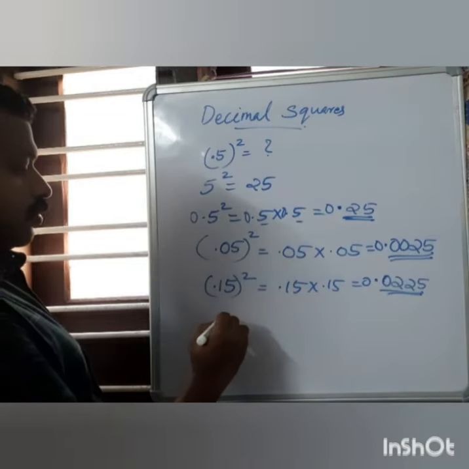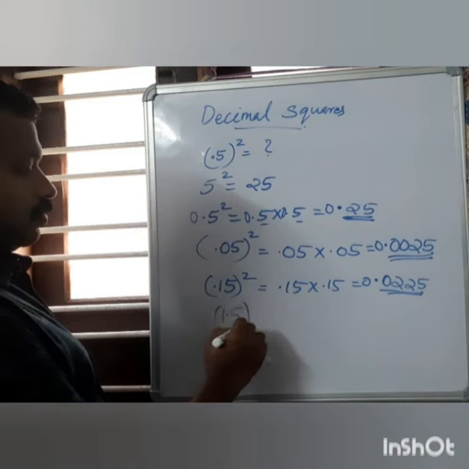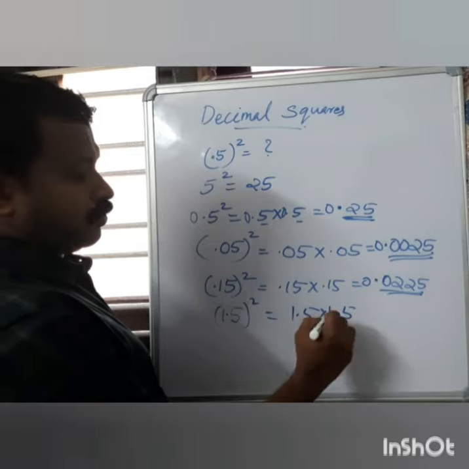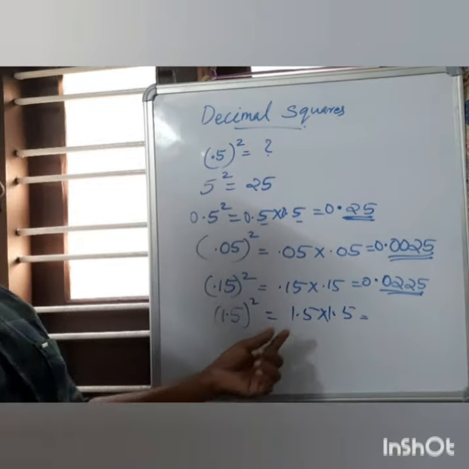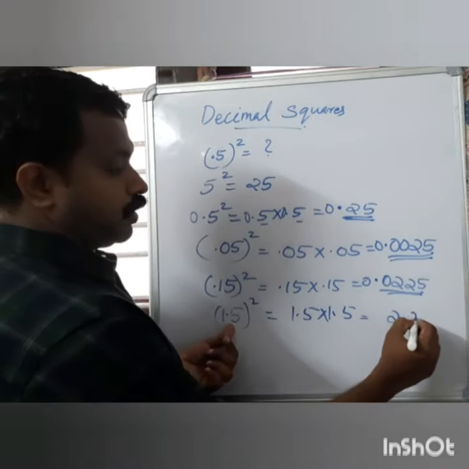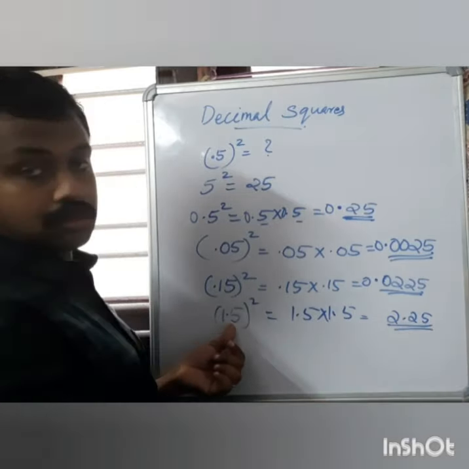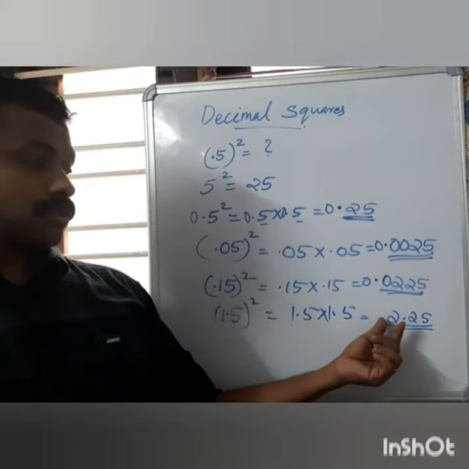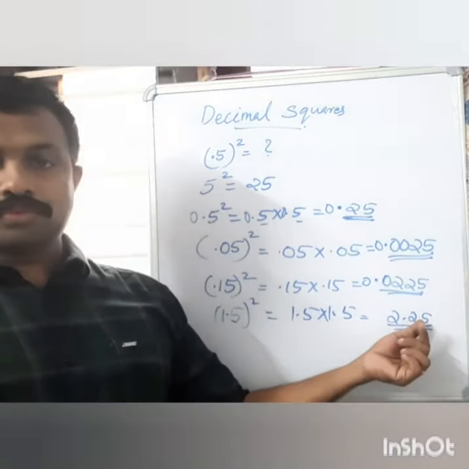What about 1.5 square? 1.5 square is 1.5 into 1.5. So here 2 decimal places should be there in the answer. So it is 2.25. 15 square is 225, so 1.5 square is 2.25.